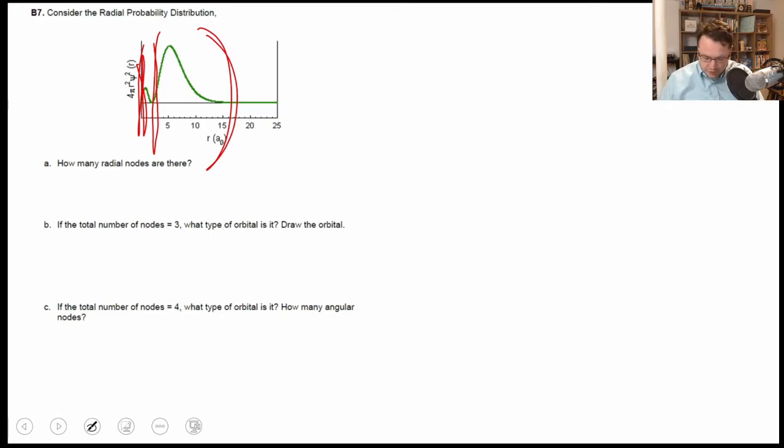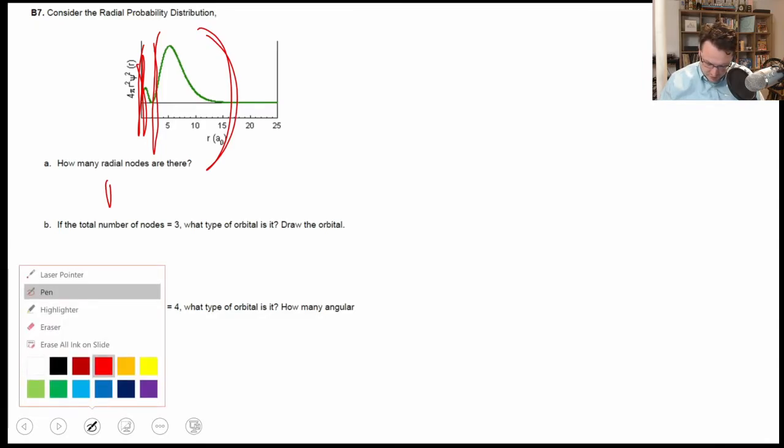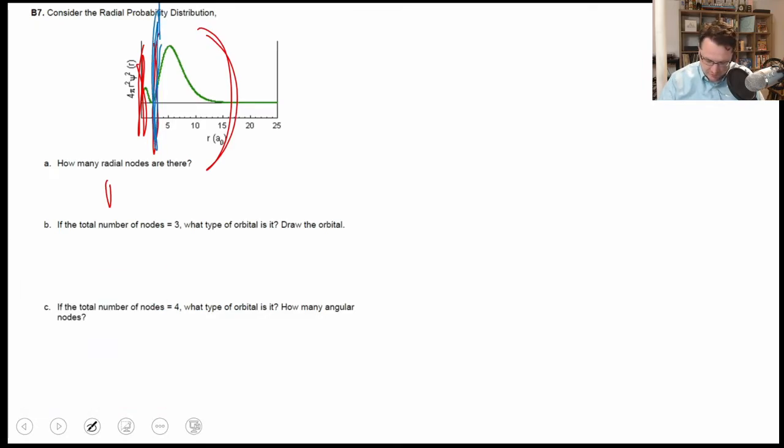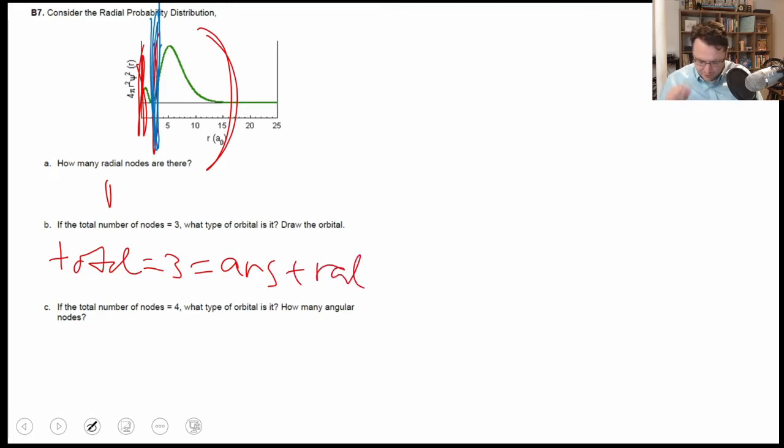There's one radial node, because there's this one node right here. Let me change the color. This right here is the radial node because it's not at 0, it's further out. Now in this question, it says if the total number of nodes equals 3, what type of orbital is it? Draw the orbital. If we know we have one radial node, then the total number of nodes, equal to 3, is the number of angular nodes plus the number of radial nodes.